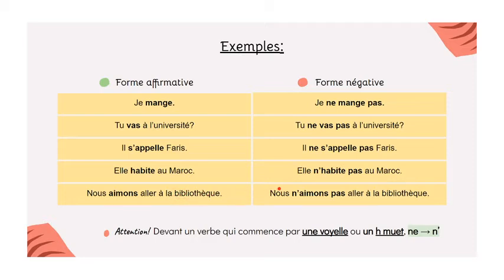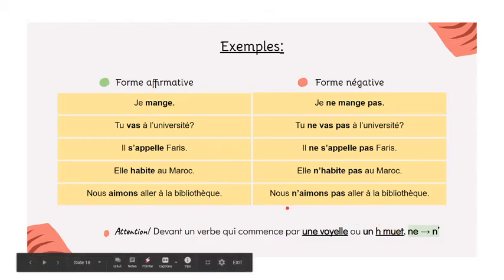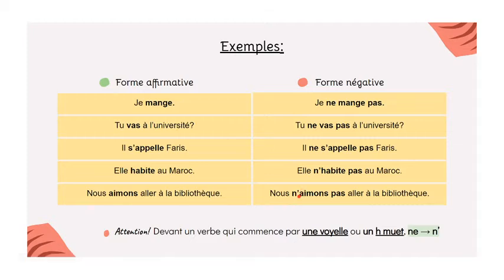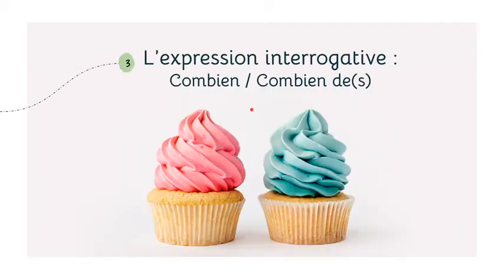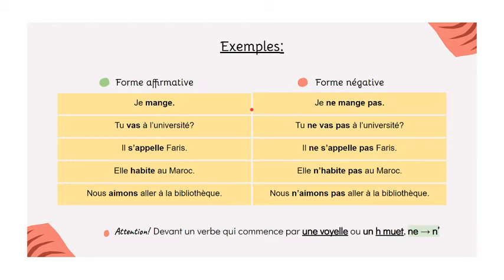Kalau kita nak kata, we don't like to go to the library. Tadi, we love to go to the library. Now, we don't like to go to the bibliothèque, to the library. Nous n'aimons pas. So, kita ambil conjugation tadi, letak ke tengah, kita tambah ne dengan pas. Kalau dia bermula dengan vowel, ataupun H mute, kita tukarkan menjadi an apostrophe. Nous n'aimons pas aller à la bibliothèque. I hope you guys can understand this part. So far, kita berjaya menggunakan form negatif dan affirmatif.